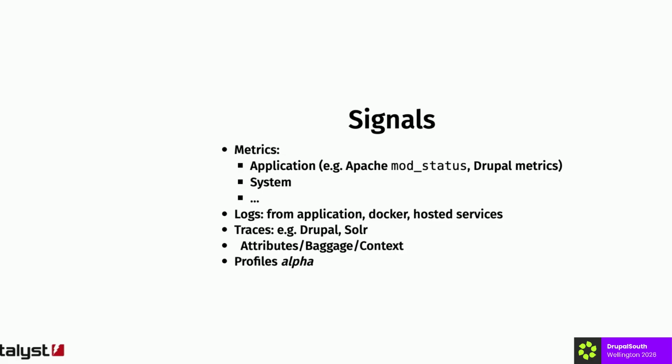So as we talked about the three pillars before of observability, metrics, logs, and traces. These are all known in OTel world as signals of various kinds. An example of a metric is, say, number of Apache processes, for example, logs from your application or your hosting environment, and traces across your Drupal application, Solr, whatever it might be. And the thing about traces is you can attach additional data to those, so it's not just timing data. And a new kind of signal that's in alpha stage at the moment is called profiles, which is closer to the SPX kind of.